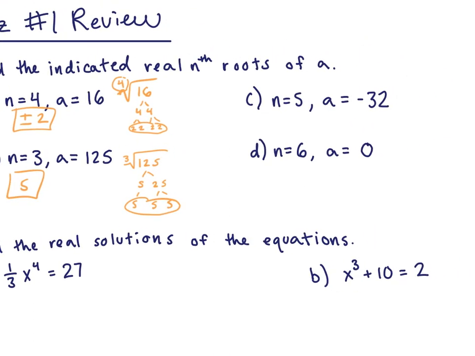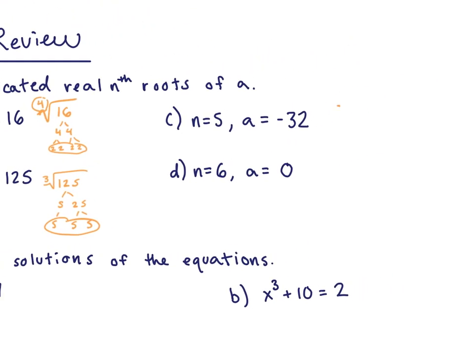All right, C. We have the fifth root of negative 32. How many answers are we going to have here? 5. How many answers? What's going to go in the box? Just 1, and it's going to be negative.